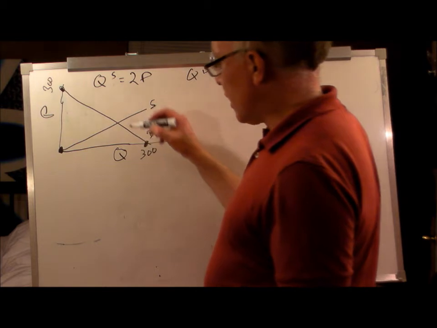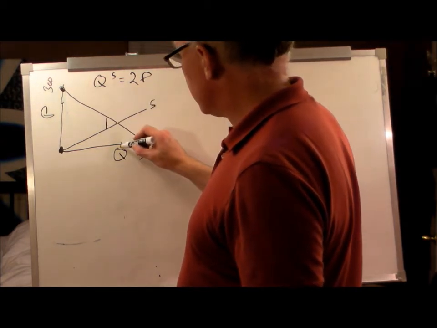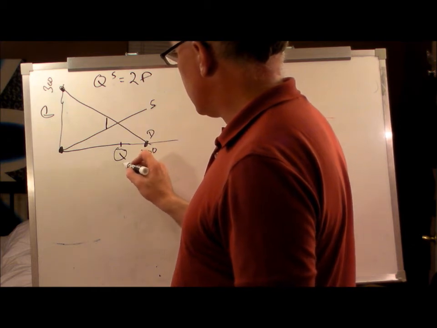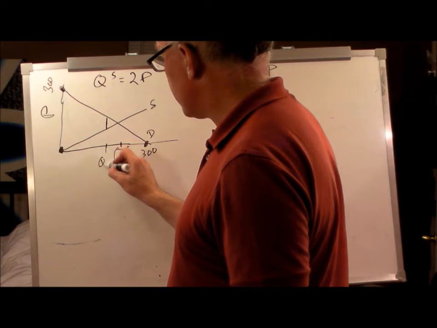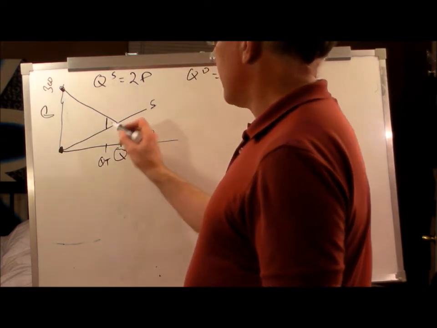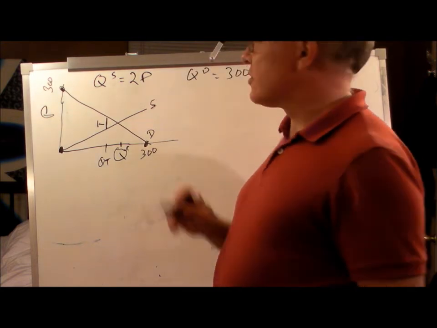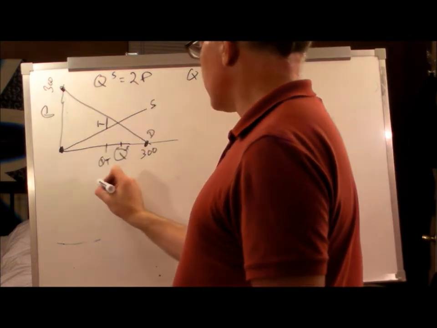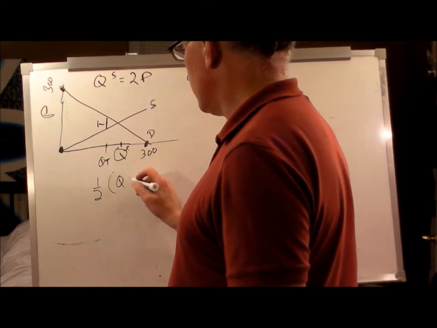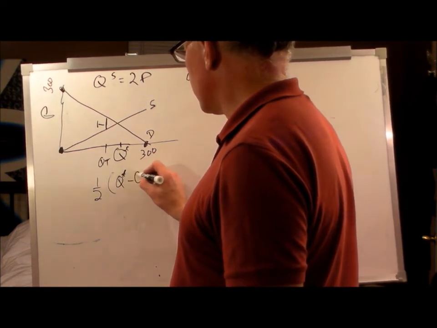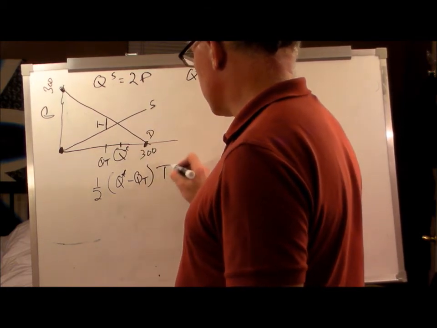Well, the deadweight loss is going to be the area of this triangle, and it is the difference between the quantity at equilibrium and the quantity with the tax. And then the height of this is the tax. So the deadweight loss is going to be half the base, which is Q equilibrium minus QT, times the height, which is just the tax.